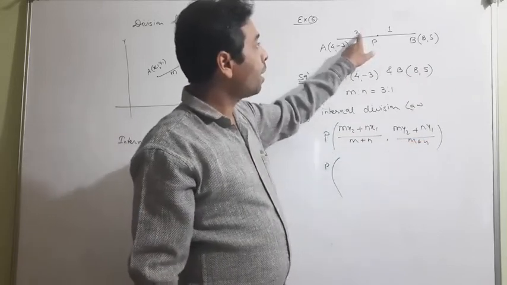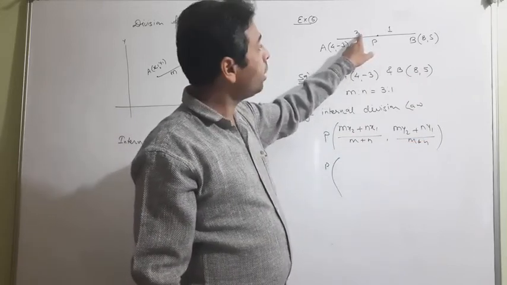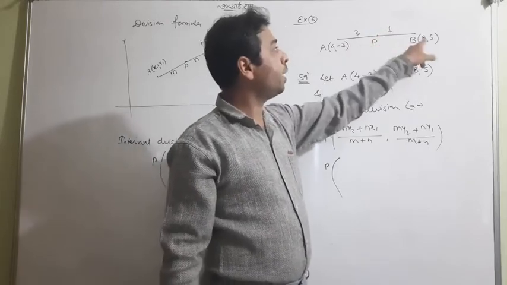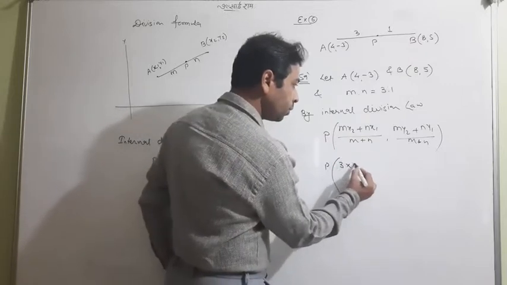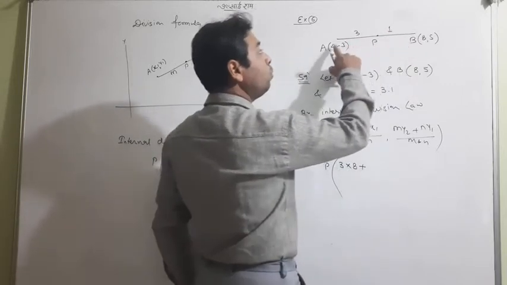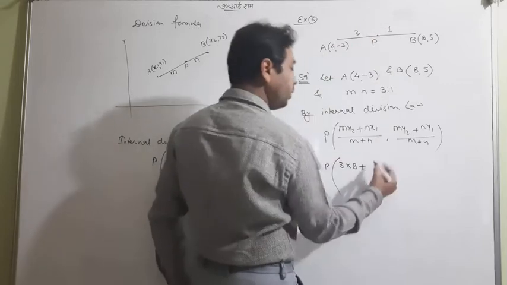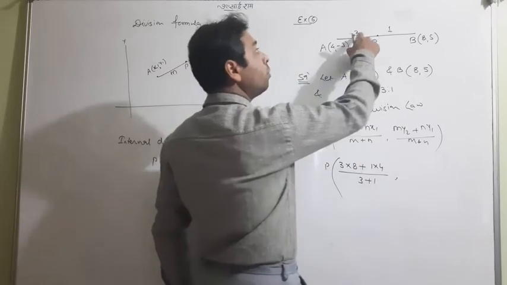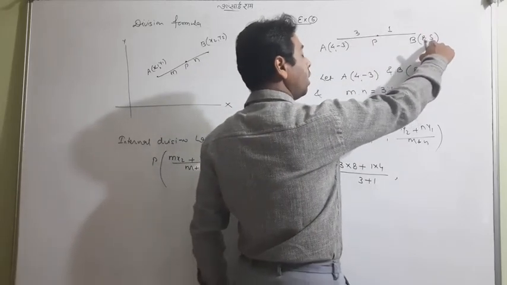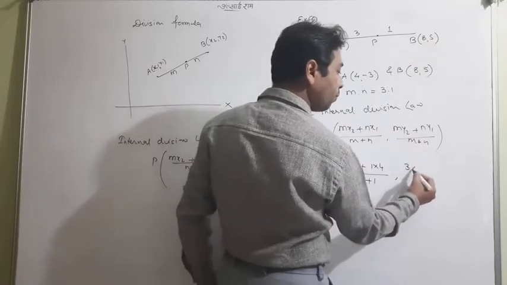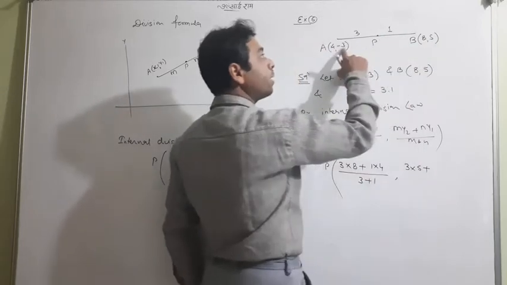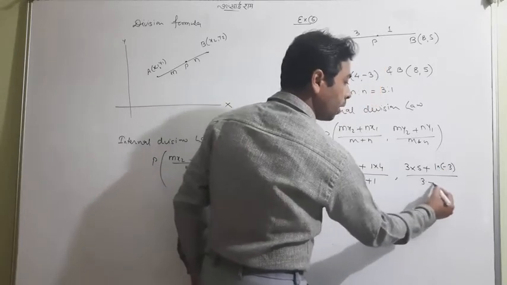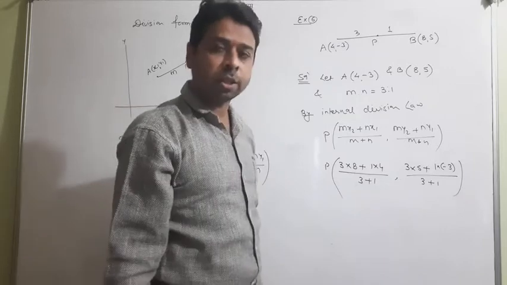Look at m: 3 into the first coordinate, which is mx2, 3 into 8, plus 1 into the first coordinate. Look at n into x1, 1 into 4, upon m plus n, comma, 3 into the second coordinate, which is my2, meaning 3 into 5, plus 1 into the second coordinate, meaning 1 into minus 3, upon m plus n. Hope you're getting it, students, nothing tough.